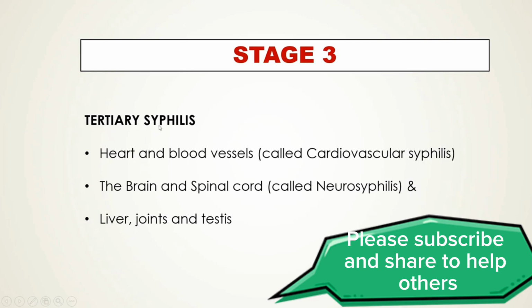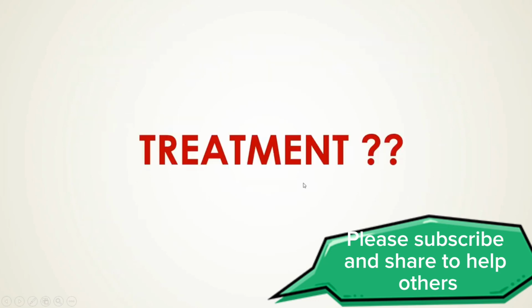This stage of syphilis is going to affect various organs like the heart and blood vessels, and it also affects your brain, your spinal cord, and organs like the liver, joints, as well as testes. The point to be noted is when syphilis affects your heart and blood vessels, we call it cardiovascular syphilis. And when syphilis affects your brain as well as spinal cord, we call this type of syphilis neurosyphilis, right? So now the question is, how do you treat these different stages of syphilis?